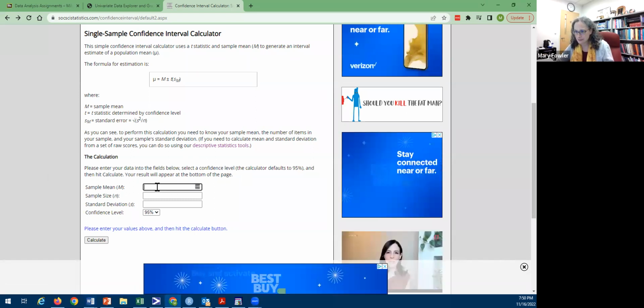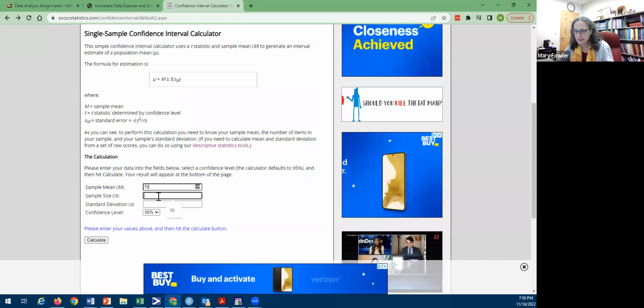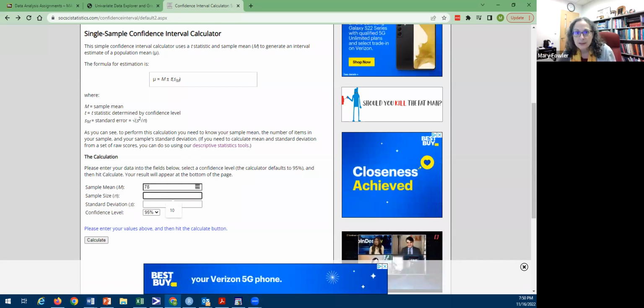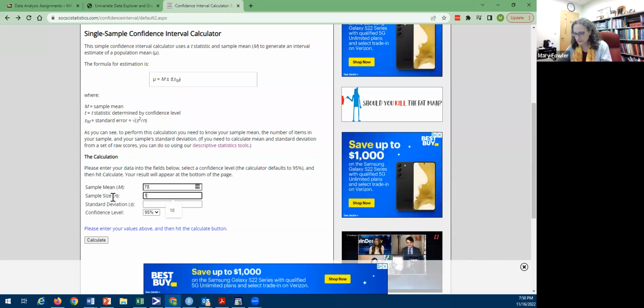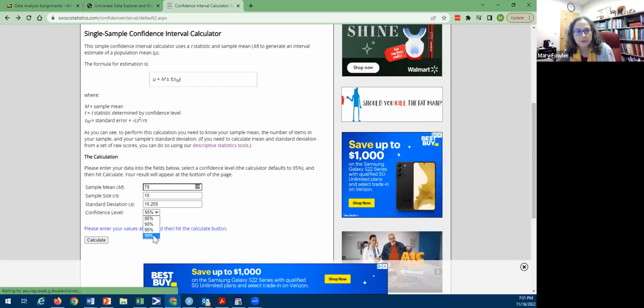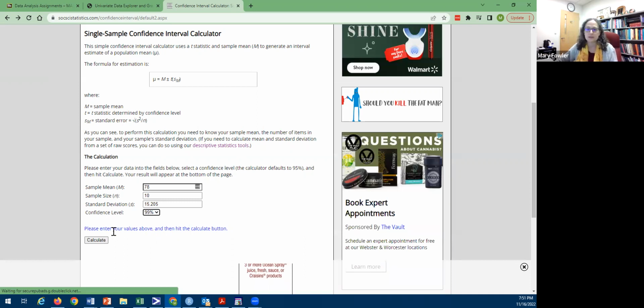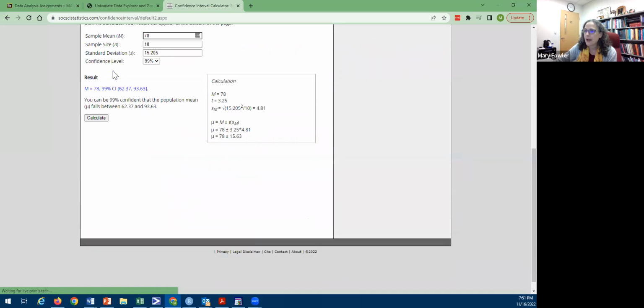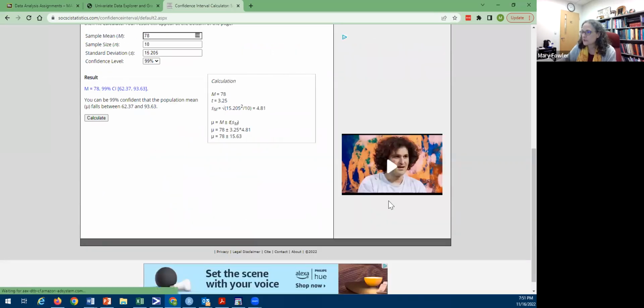Okay, so the sample mean we got from problem 1 was 78. The sample size was 10. There were 10 observations. The sample standard deviation, 15.205. And the confidence level that we have been asked to find was the 99% confidence interval. So we're going to click the calculate button. And down here we have our results. So taking a screenshot of the results.